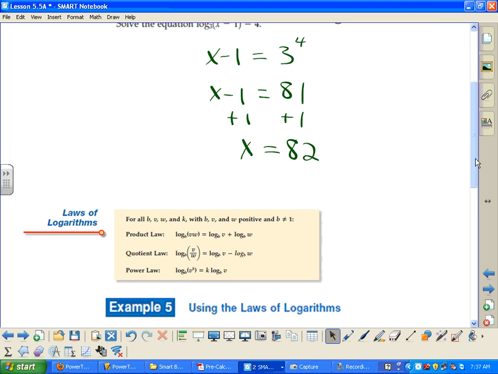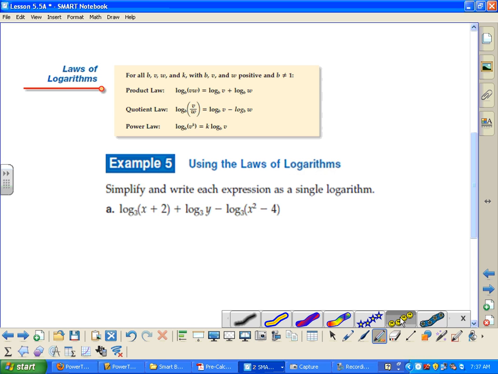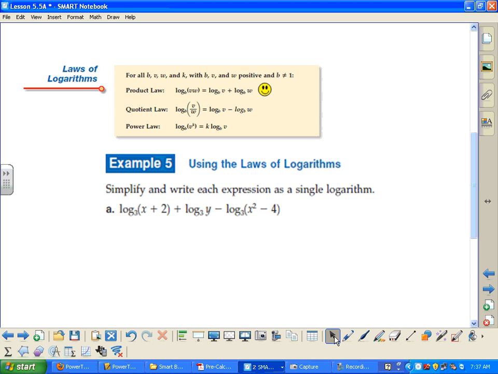For example 5, we're going to review the laws of logarithms. Reminder about the product law, that we are multiplying. Here's the log base b of v times w is equal to the log base b of v plus the log base b of w. So there's the product rule. Reminder about the quotient rule here, that when we're dividing, we subtract. And then the power rule, which means I can take the exponent and move it to the front. So we're going to do example 5 here.